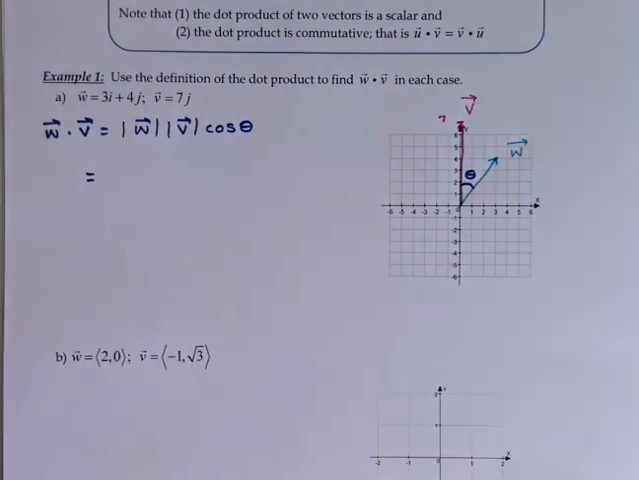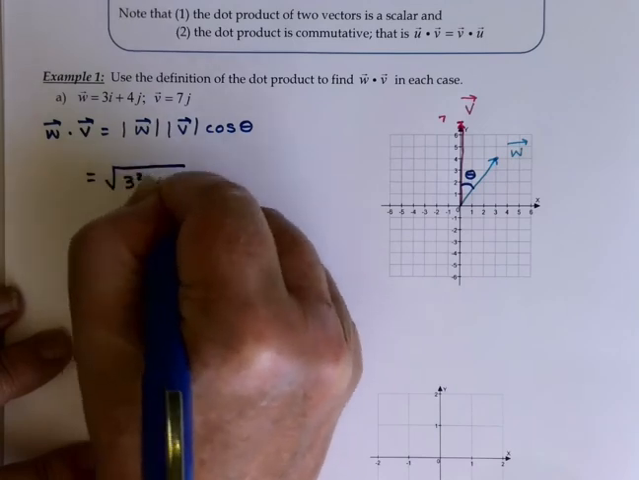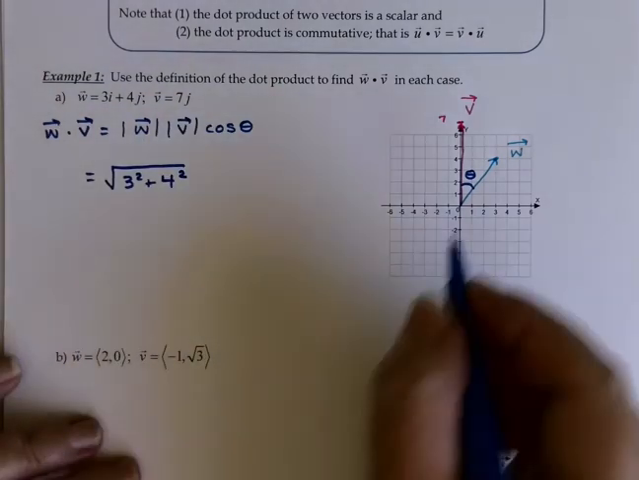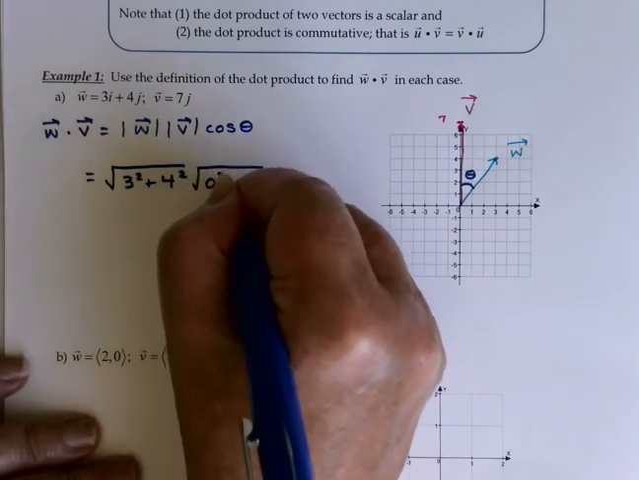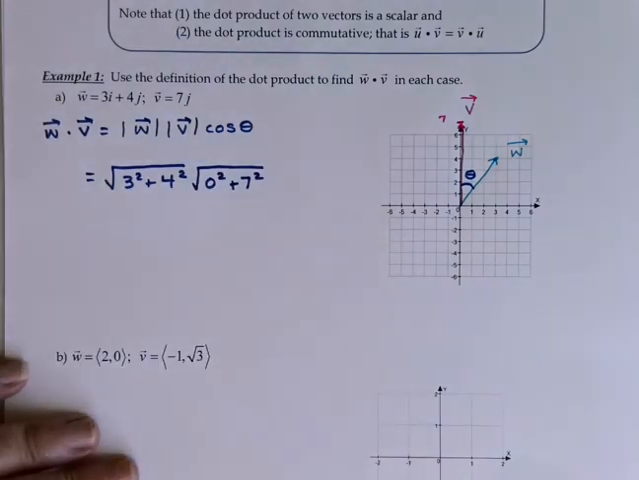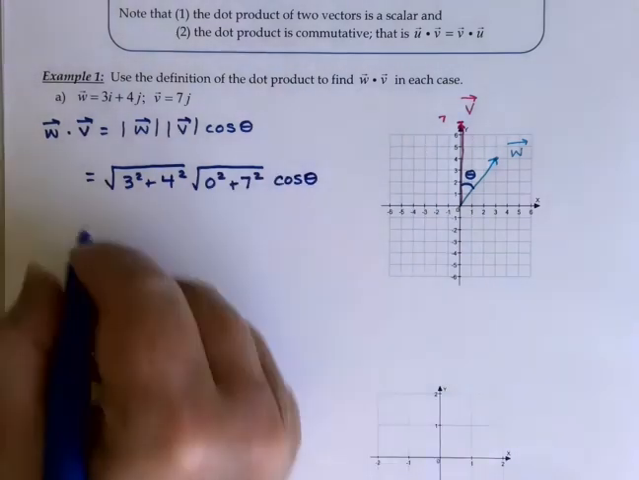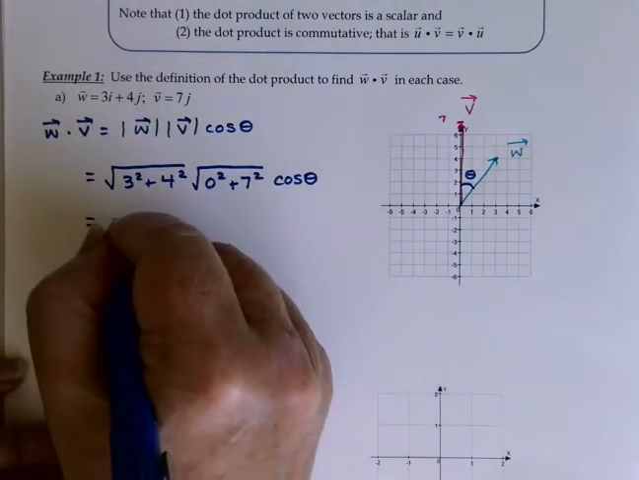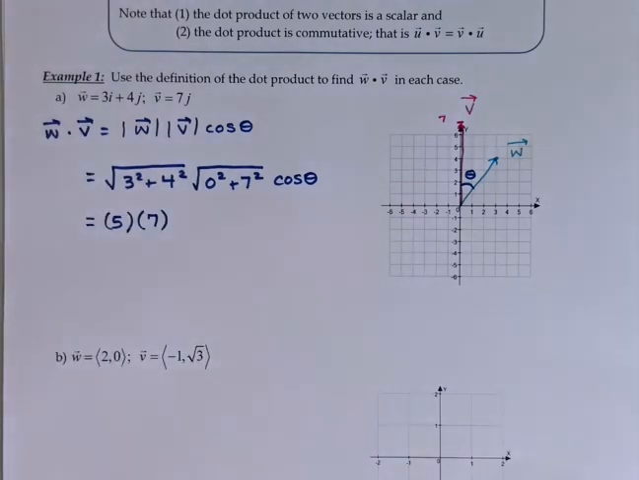All right, well, the magnitudes aren't difficult. Magnitude of W is just going to be the square root of 3 squared plus 4 squared. And the magnitude of V, probably don't even need to write it out. It's pretty clear that the vector has length 7, but if we were to write it out, it would be the square root of 0 squared plus 7 squared. And then this cosine theta that we're going to have to talk about. All right, that's 25. Square root of 25 is 5. Square root of 49 is 7. No problem there. Now what about this cosine theta?